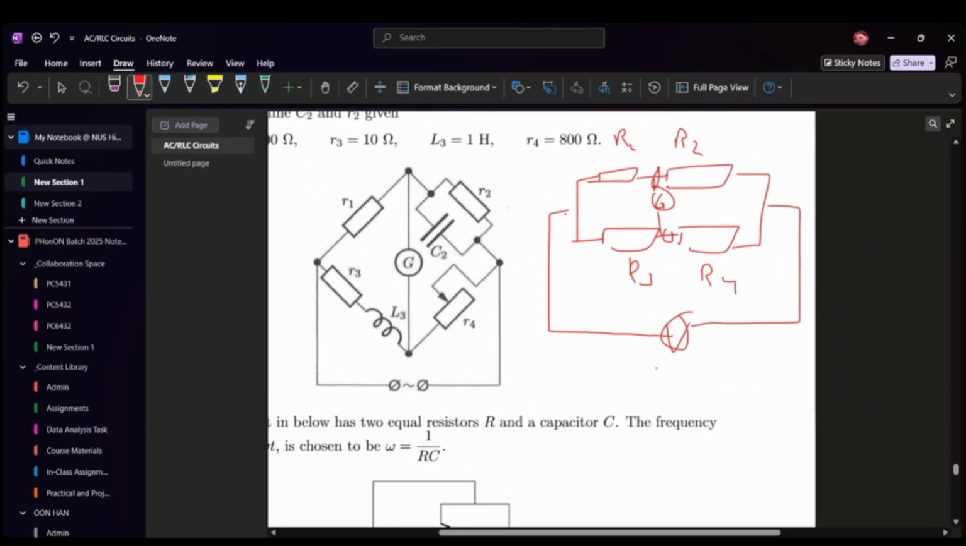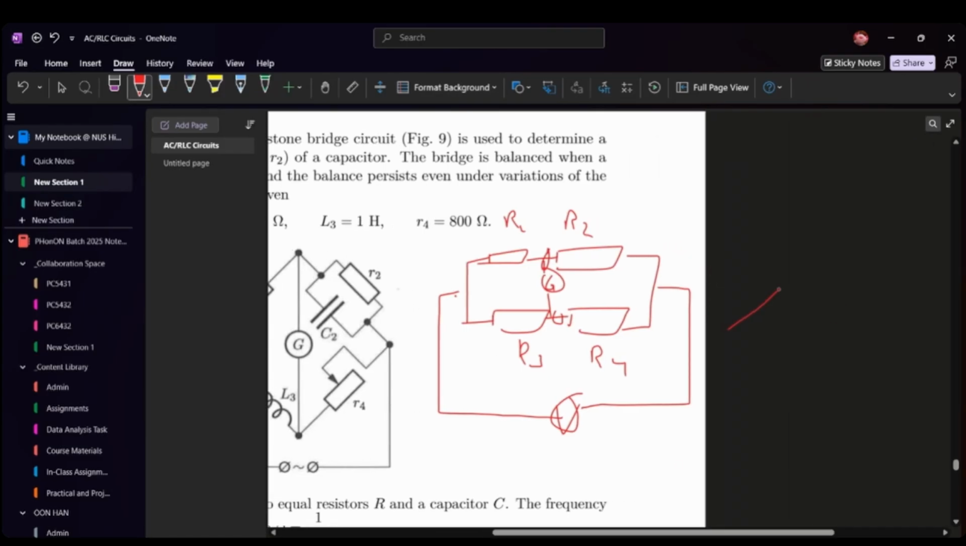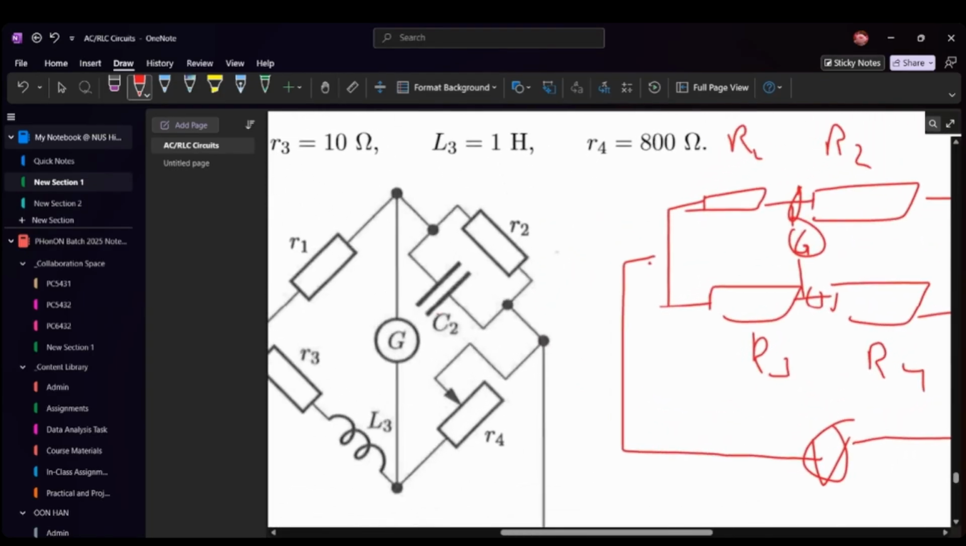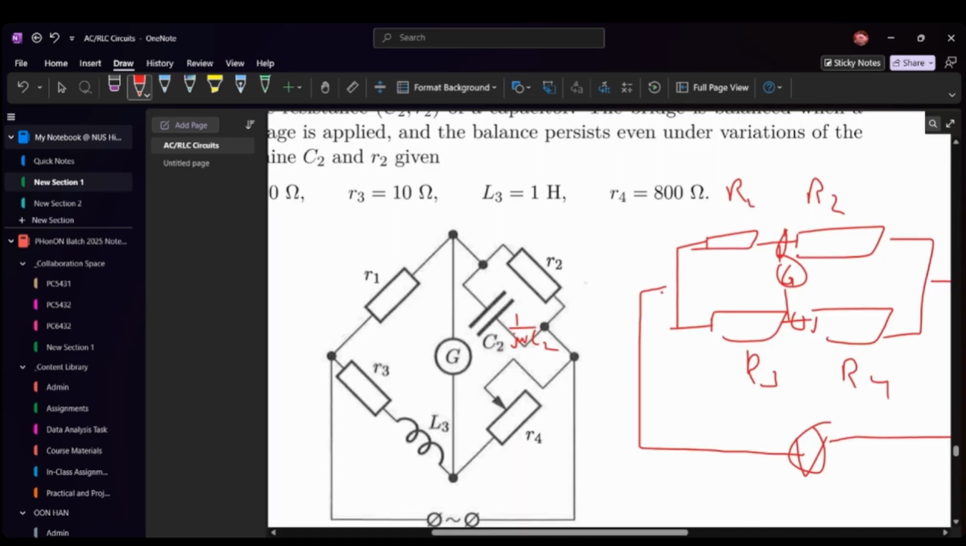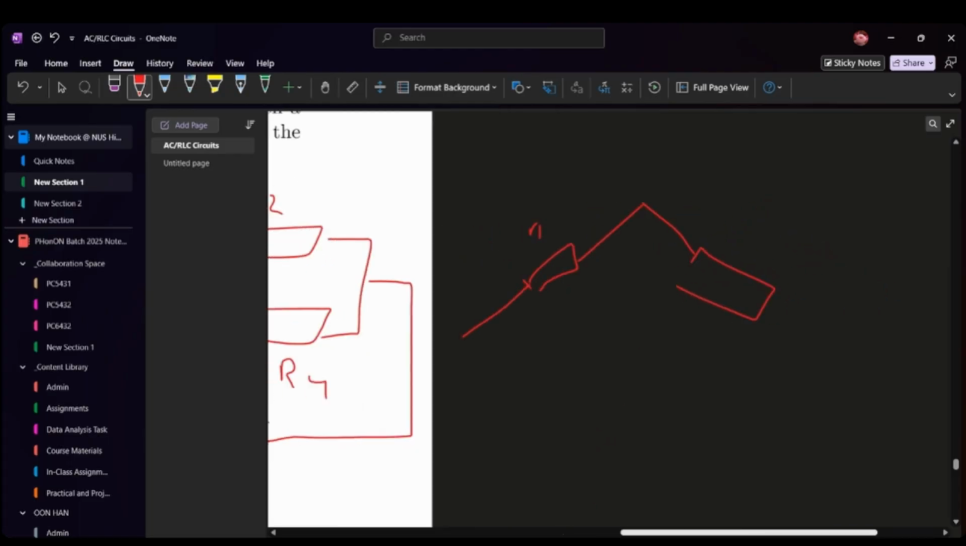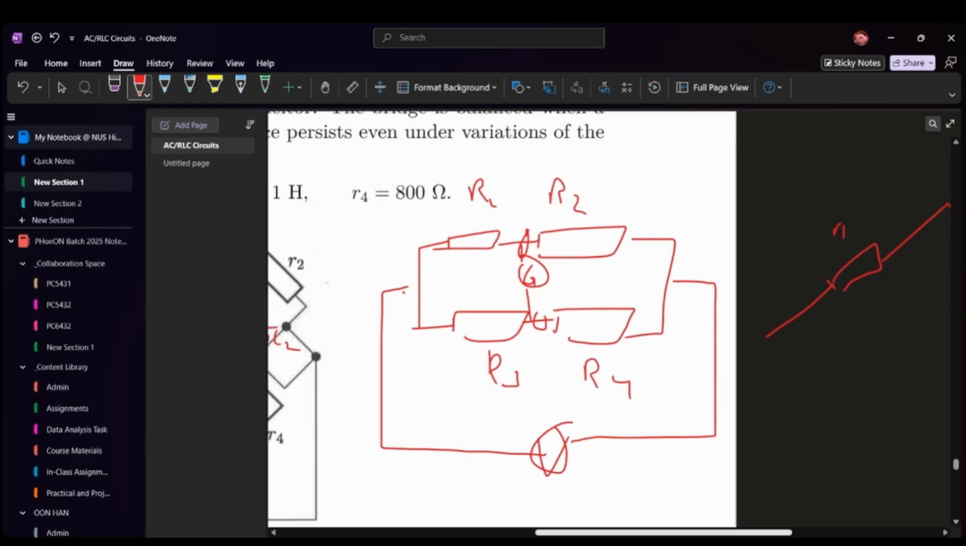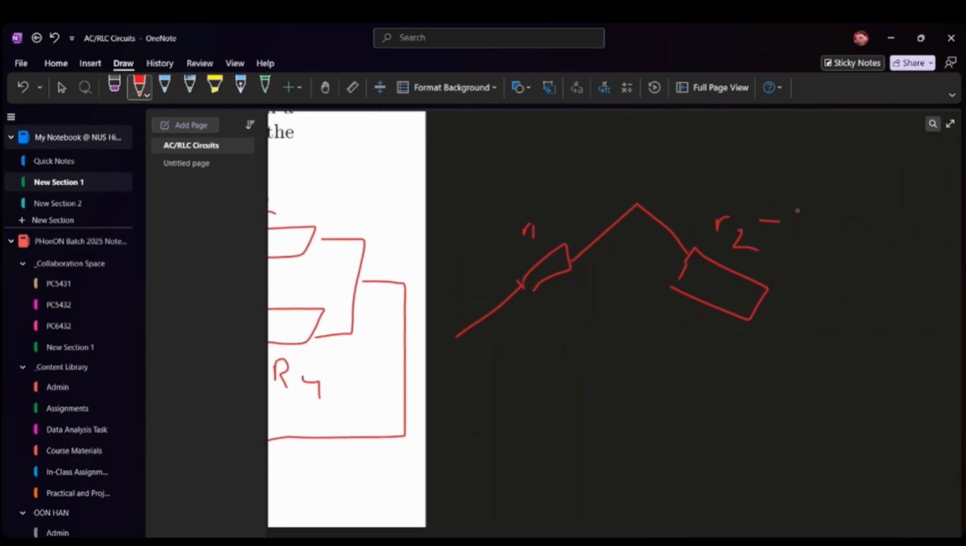Let's just convert everything into the frequency domain. All the resistances remain the same. So this one is R1. Here, this capacitance becomes 1/j omega C2 as your impedance. This becomes R2 plus 1 over j omega C2.